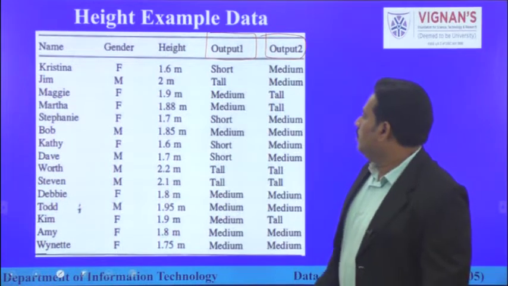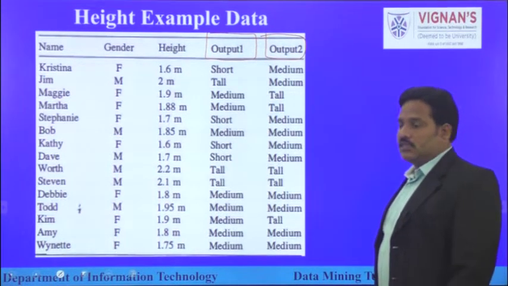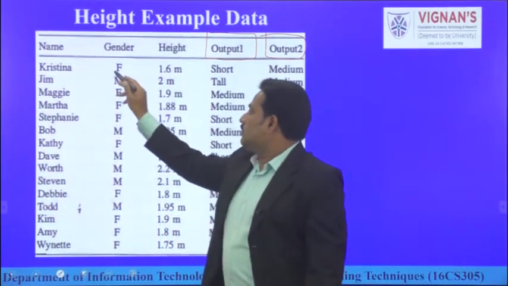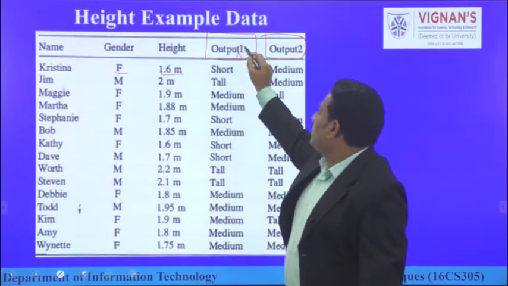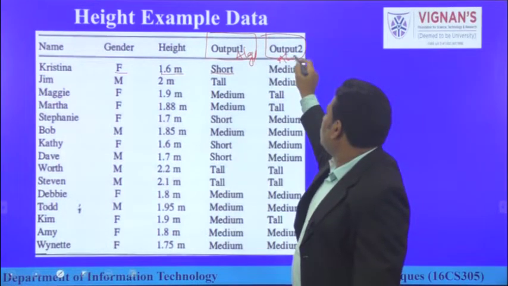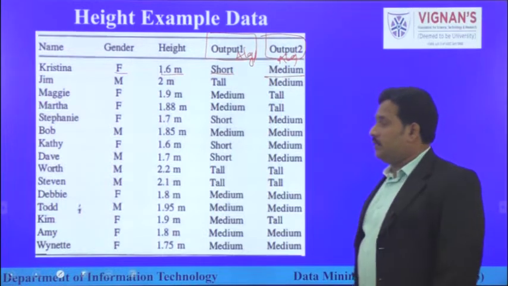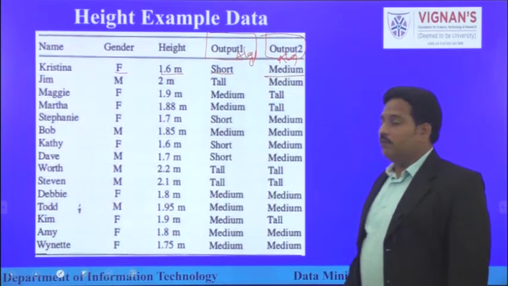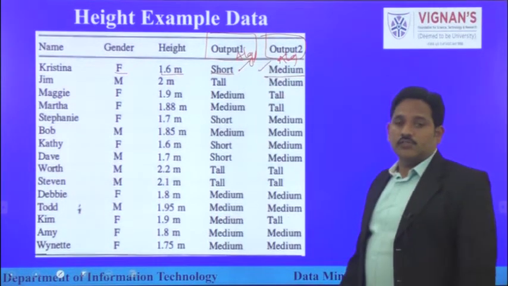That means we applied one algorithm on the data set and it gave some class labels. For example, Christina, a male, height is 1.6 meters. Algorithm 1 has given the label short. The second algorithm has given the label medium. Look carefully: for the same person, same gender, same height, two algorithms have given two different labels. One has written short, another has written medium.